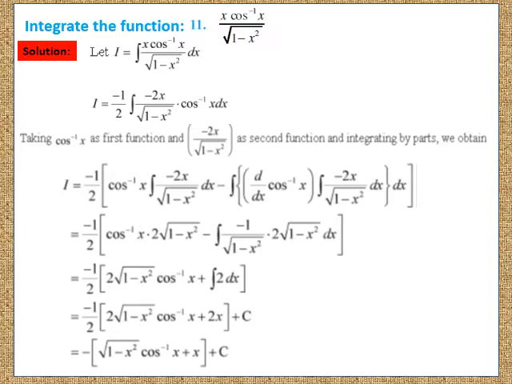So this is cos inverse x into 2 under root 1 minus x square, minus integral of minus 1 upon under root 1 minus x square, since the differential of cos inverse is minus 1 upon under root 1 minus x square, and for the second part it is 2 under root 1 minus x square. After integrating one more time, we have to integrate 2 dx also, and simplifying, our final answer is minus under root 1 minus x square cos inverse x plus constant of integration c. Clear? So pause and note down the solution.